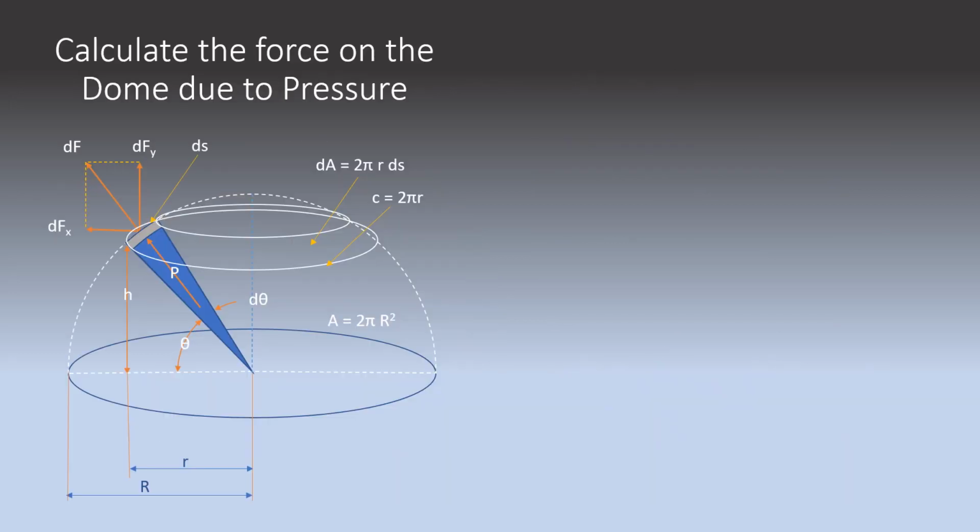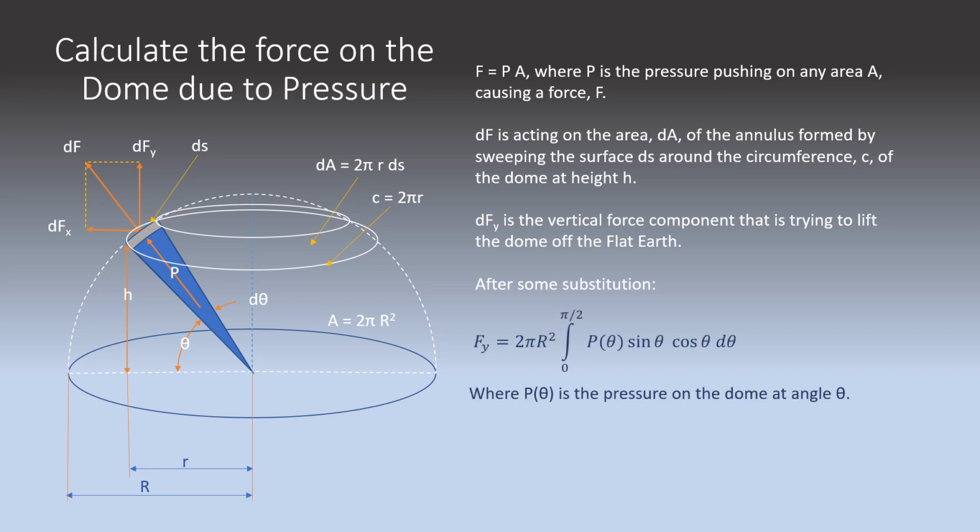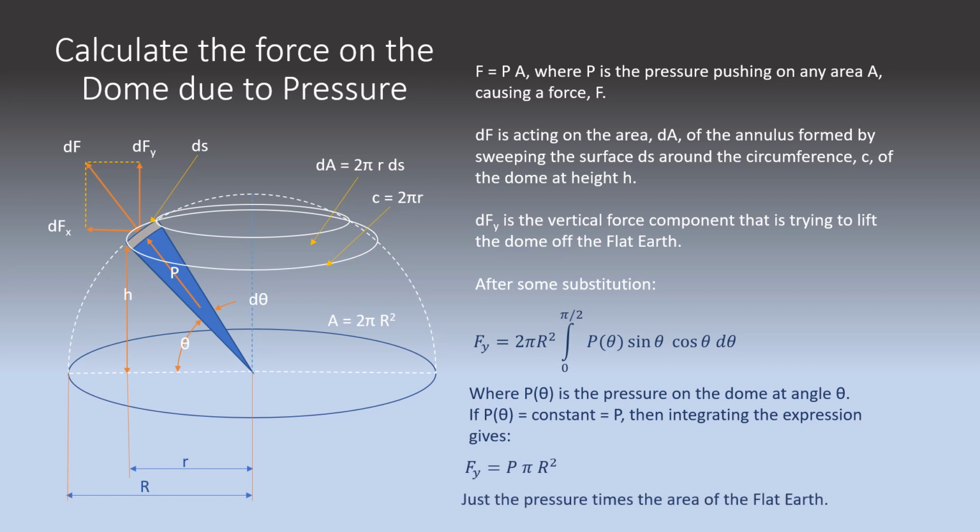We can calculate the force on the dome due to an arbitrary pressure. Force equals pressure times area, so the pressure acting on the annulus dA gives a force dF. We only care about the vertical force trying to lift the dome off the flat Earth. After some substitution and integration, we find the lifting force is just the pressure times the area of the flat Earth.